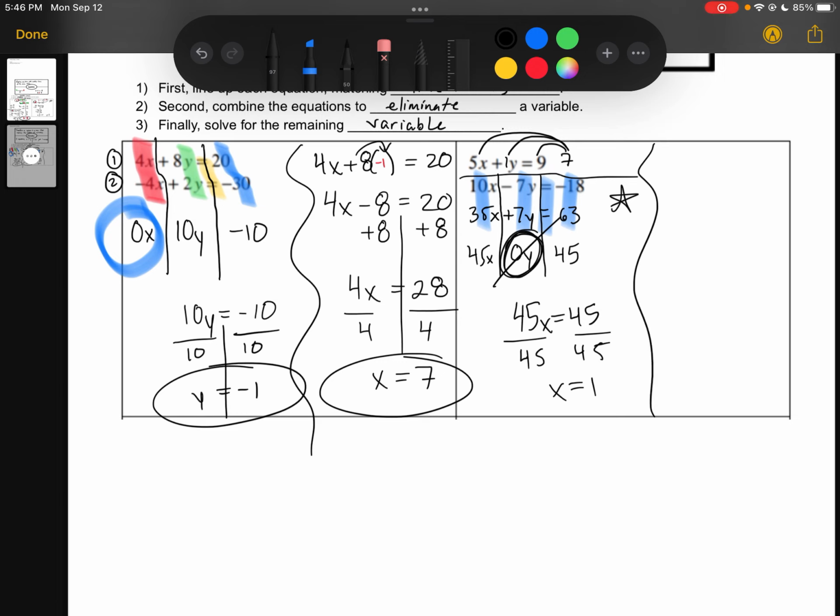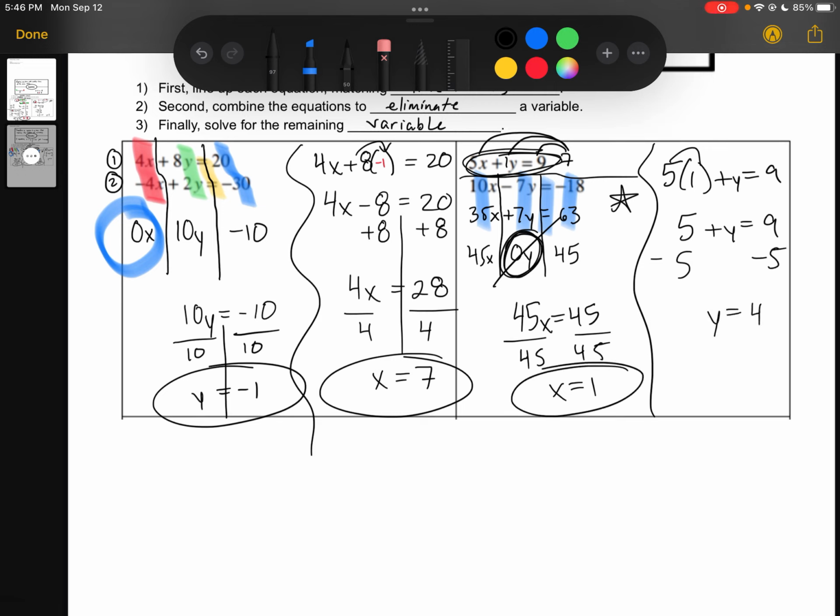Go back to the original first or second. I'll just choose the first here in this case. So 5 times x plus y equals 9. So again, just looking at our original equation here, we can plug in for x because we know what x equals now, which is just 1. So 5 times 1 is 5. Subtract 5 from both sides, and y equals 4. So our full solution is x equals 1 and y equals 4.